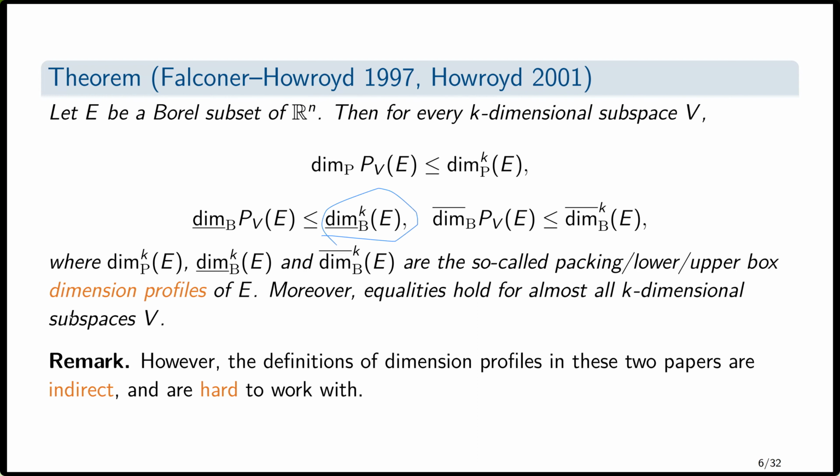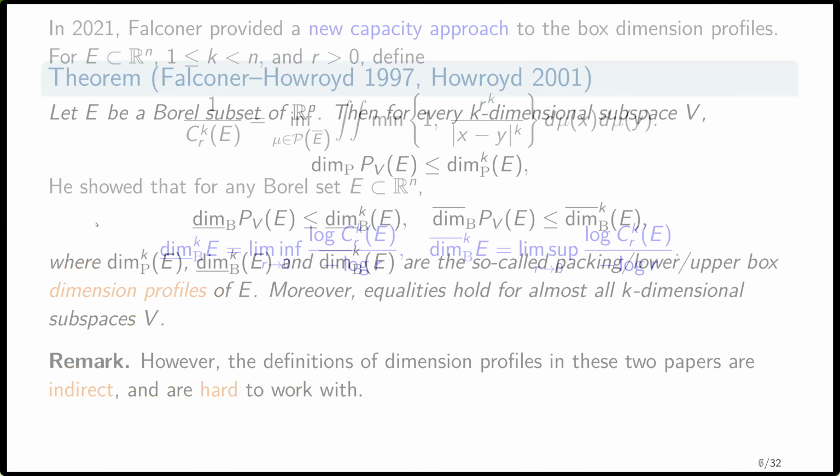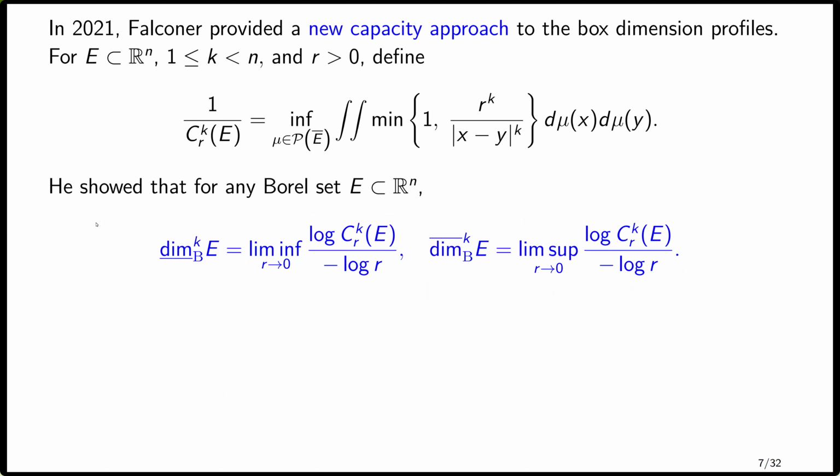So this value, I don't know if it is equal to the minimum k and the box dimension of the original set. So this is the question. Well, fortunately, in 2021, Falconer provided a new capacity approach to redefine the box dimension profile.